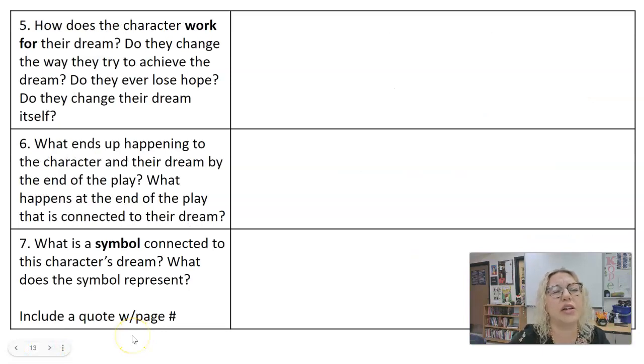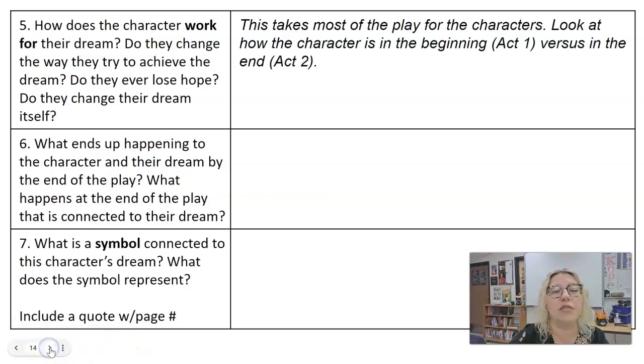Question 5 is, how does the character work for their dream? Do they change the way they try to achieve the dream? Do they ever lose hope? Do they change their dream itself? Now, it's going to be really important that you start looking at how the character changes between Acts 1 and 3, because for most of the characters, it takes them the whole play before they are able to really change. And so it's really key to look at Act 3.